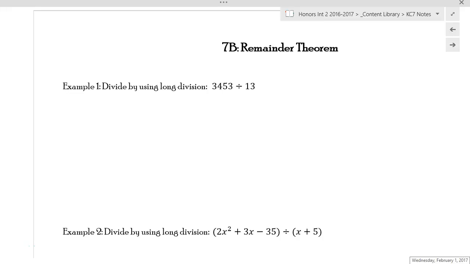Guys, today we're going to start target 7b, and target 7b is all about what we call the remainder theorem. Today we're really going to look at division with polynomials, because when you divide, that's when you get a remainder, okay? So we're going to look at two things. We're going to look at long division, and we're going to look at what we call synthetic division.